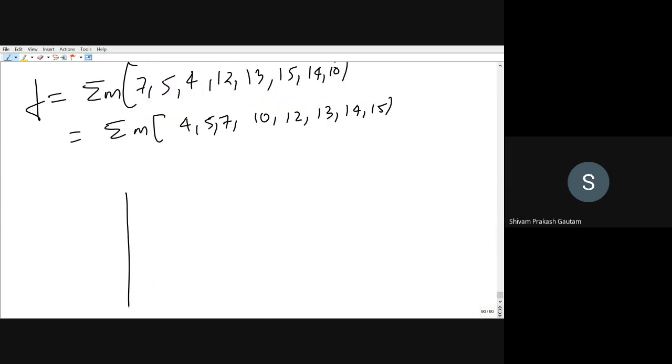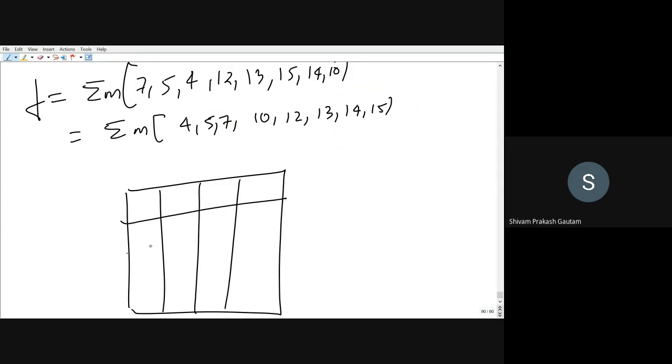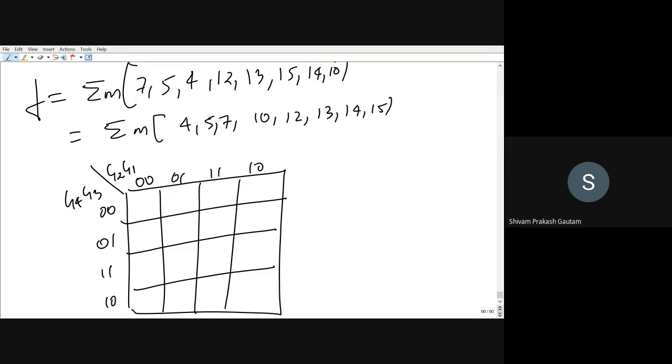So now you can draw the K-map. This will be your G4, G3, G2, G1, 0 0, 0 1, 1 1, 1 0. You can fill the table. 4, 5, 7, so this will be 4, 5, 7, 10, 12. 10 will be where? 8, 9, 10, 11, 12, 13, 14, and 15. Just tell me, have you got this K-map or not?